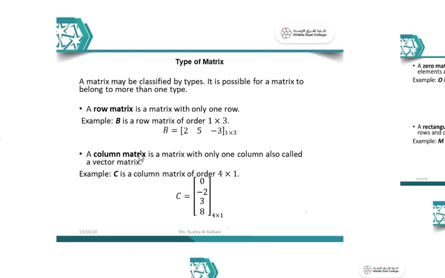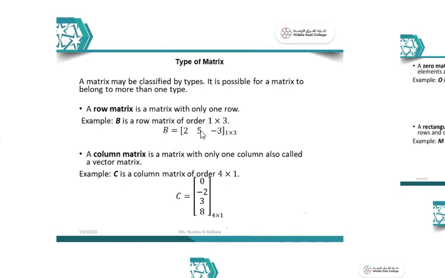Okay, hi. This is about the types of a matrix. A matrix may be classified by types, and we have many types of a matrix, and more than one type of a matrix. The first type is called the row matrix. What's the meaning of row matrix? If a matrix has only one row, it is called the row matrix.